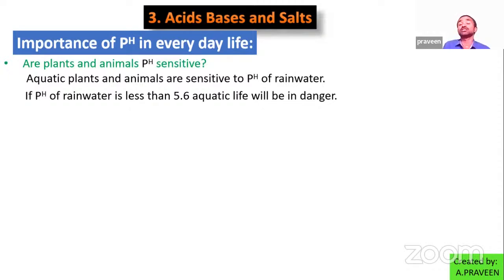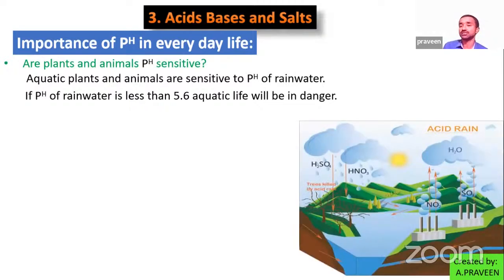5.6. If the pH value is lower than 5.6, less than 5.6, what happens? The life of aquatic animals or plants will be in danger. If the pH of rainwater is lower than 5.6, that aquatic life will be in danger. So they are sensitive in the range of pH. Simply, it is 5.6 to 7.5 or maximum 8 only. But more than that, less than 5.6 will be in danger.